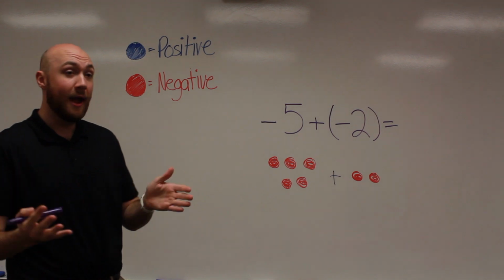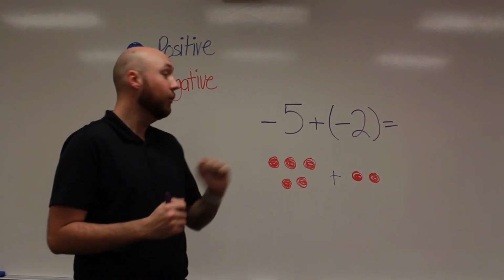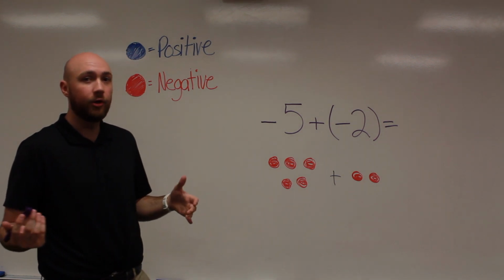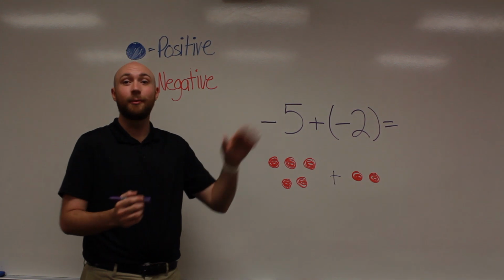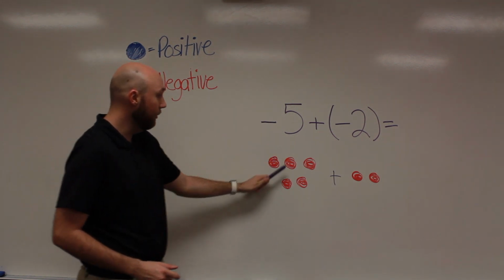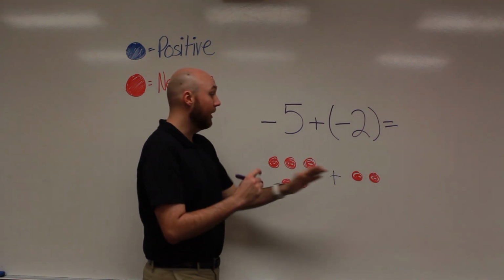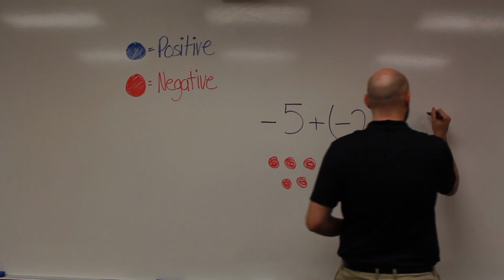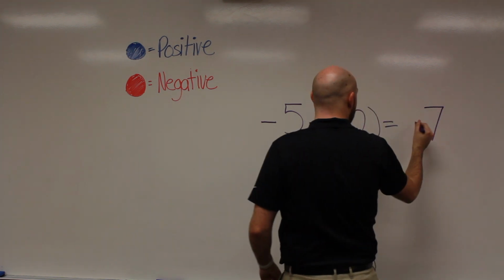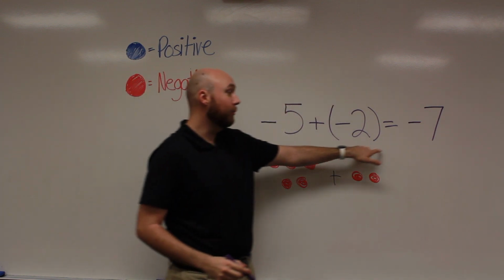Okay, so now we don't have 2 different colors to match up to make zero pairs. We can't cross anything out here because they're all the same color. So what are we going to do? We're just going to count. We're going to skip the zero pair part, and we're just going to go to the counting part. So we got 1, 2, 3, 4, 5, 6, 7. So we got 7 red dots, right? And since they're red, since they represent negative numbers, we have to keep that sign, okay? So -5 plus -2 equals -7.